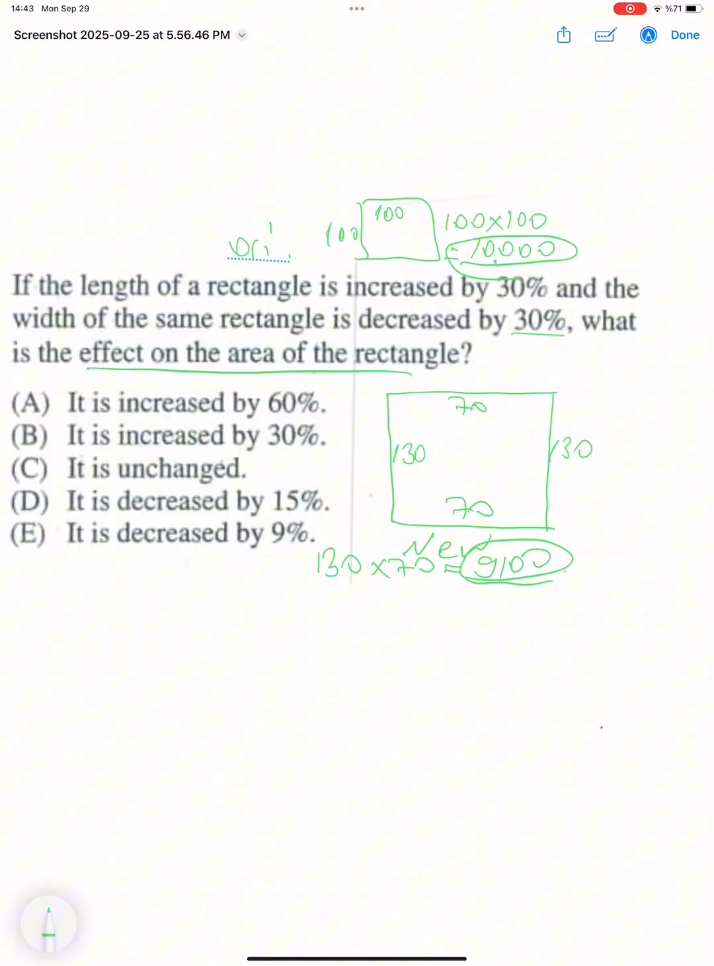And how much is the decrease? So it says increase by 60%, no. Increase by 30%, no. Unchanged, no. It changed. Decreased by 15% and decreased by 9%. So which one is it? In 10,000 it decreased by 900. Then in 100 it decreased by 9%. So the answer is E.